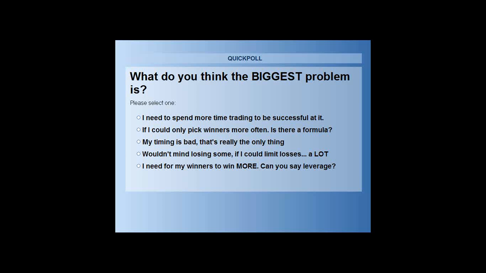Okay, so I'm going to ask, what do you think the solution would be for you? And I've put 5 different things up there. If I could wave a magic wand and magically grant you the solution, which of these 5 do you think it ought to be? Do you need to spend more time trading? Do you need to pick winners more often? Is it that your timing is bad, or would you say you wouldn't mind losing if you just limit those losses? Or if you had a winner, would you like for your winner to win more? Now keep in mind, you can only choose one. If I waved a magic wand and solved that problem for you, do you think that that would be the solution?